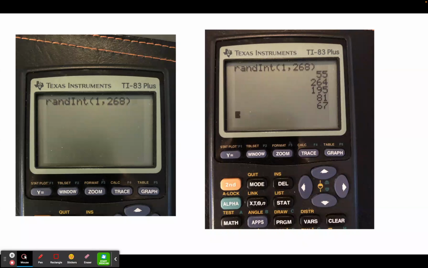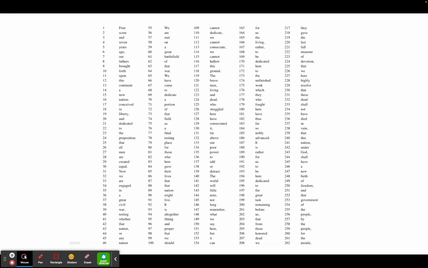You also have access to a handout that looks like this, which has all of the words in the Gettysburg Address in order, and they're numbered to make it very easy to find the words in your sample. For mine, my first word that I selected was 55. The 55th word is we. So that would be the first word in my sample.